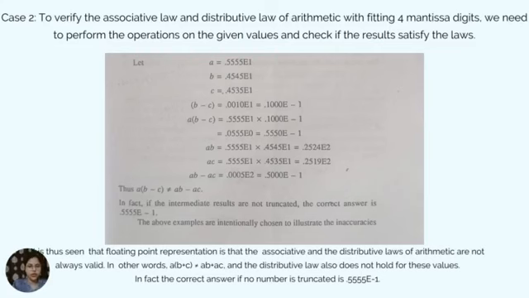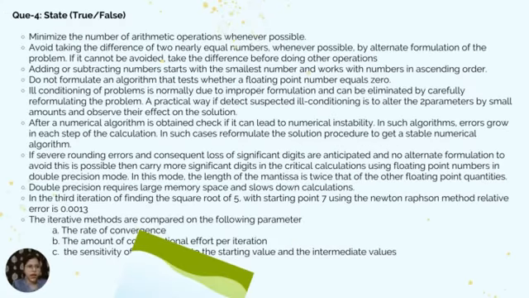Now let's move on to question 4. State true or false. First, minimize the number of arithmetic operations whenever possible. Second, avoid taking the difference of two nearly equal numbers whenever possible by alternate formulation of the problem. If it cannot be avoided, take the difference before doing other operations. Third, when adding or subtracting numbers, start with the smallest number and work with numbers in ascending order. Fourth, do not formulate an algorithm that tests whether a floating point number equals 0. Fifth, ill conditioning of a problem is normally due to improper formulation and can be eliminated by carefully reformulating the problem.